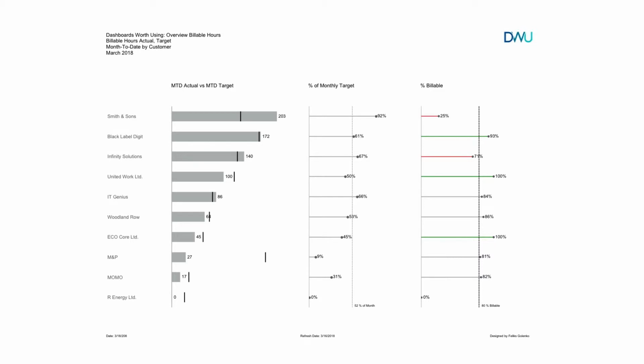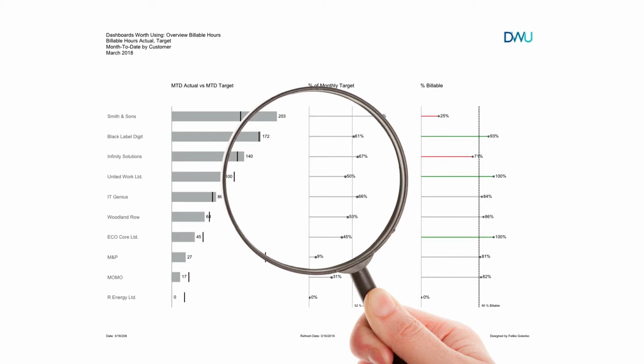But a dashboard like this will answer these questions. And now let's take a closer look at how it would answer these questions that we have identified as being very critical. First, the title itself sets very clear the context. We are talking about month-to-date billable hours as actuals and targets by customer, and it is clear what month we are looking at.